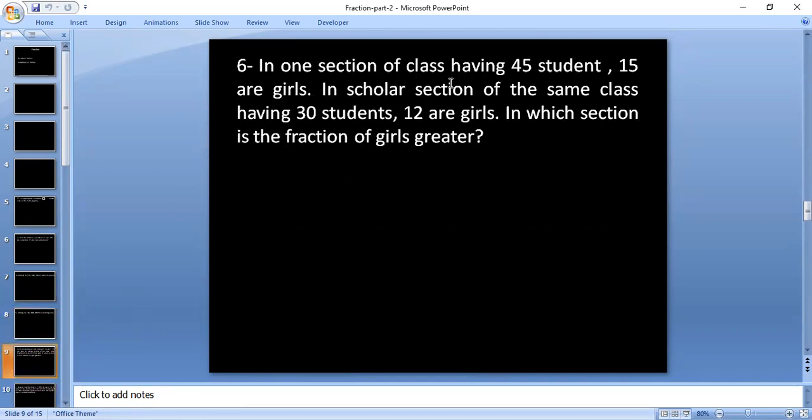In one section of a class having 45 students, 15 are girls. Among these, 15 are girls. In another section of the same class having 30 students, 12 are girls. In which section is the fraction of girls greater? You have to find the fractions and then determine which one is the greater. So okay, then I will proceed.